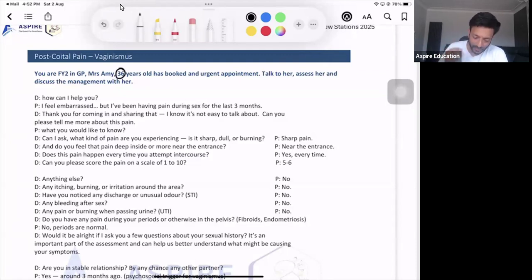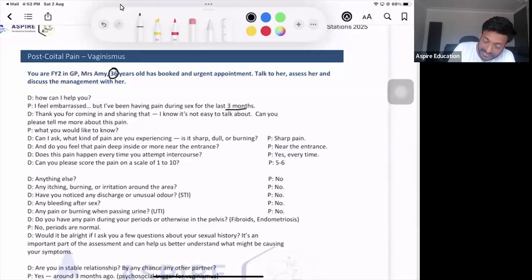All right. So how can I help? The patient says, I'm embarrassed, but then once you do the reassurance, the patient will start talking and says, I'm having pain during sex for the last 3 months. That is the main thing. Pain, what I'm going to do, I'll do a brief SOCRATES here, asking what kind of pain it is, where exactly the pain is. Patient says the pain is near the entrance in the vaginal area.